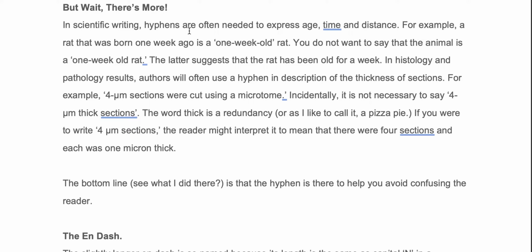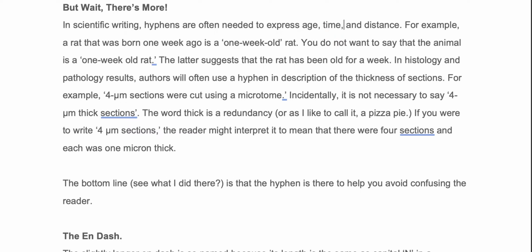In scientific writing, hyphens are often needed to express age, time, and distance. For example, a rat that was born 1 week ago is a 1-week-old rat. You do not want to say that the animal is a 1 week old rat. The latter suggests that the rat has been old for a week.